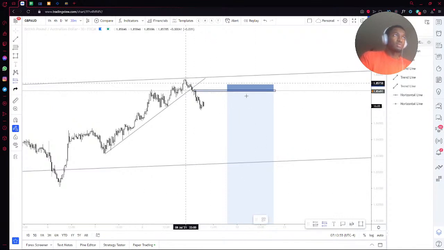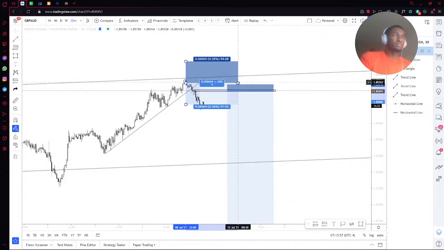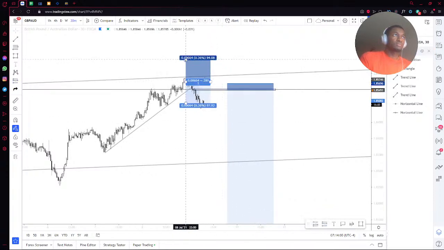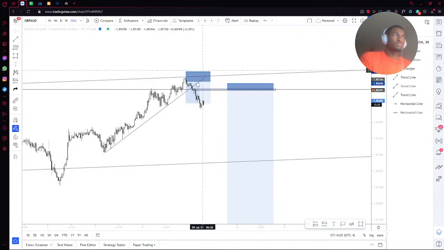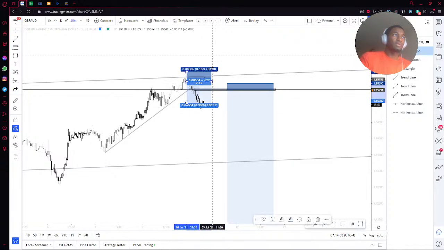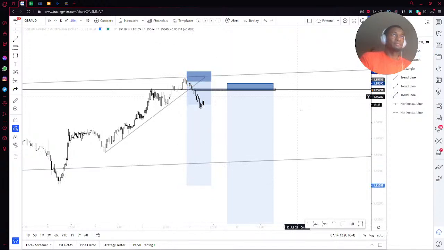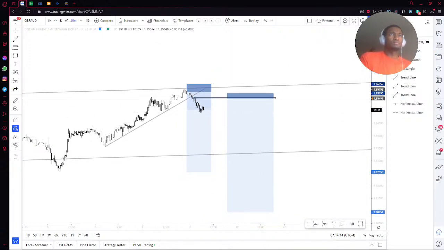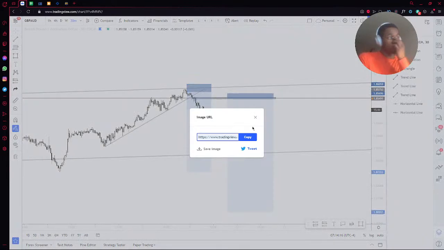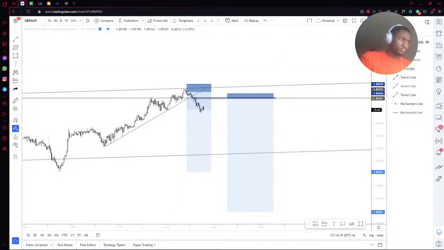Okay, so send this one out too. This one was a bit lower, about right there, with a stop loss of 30. And initial targets right there. Alright, being sent out to Discord server.